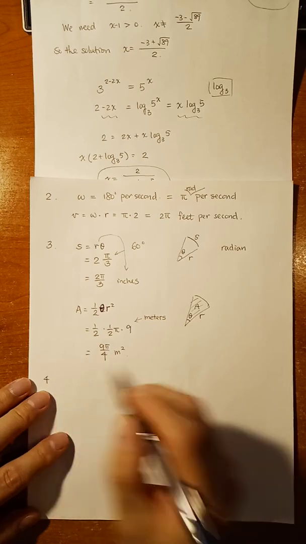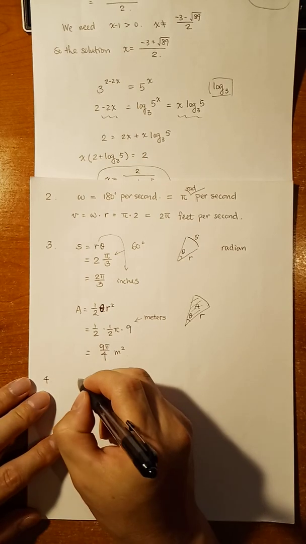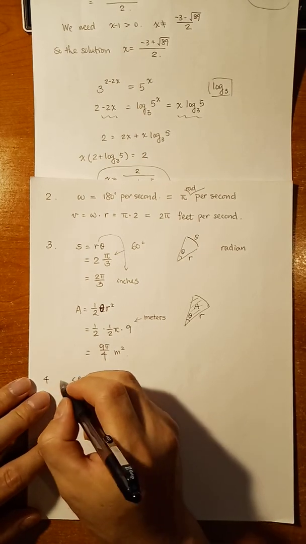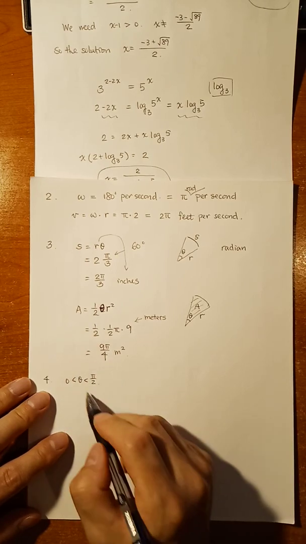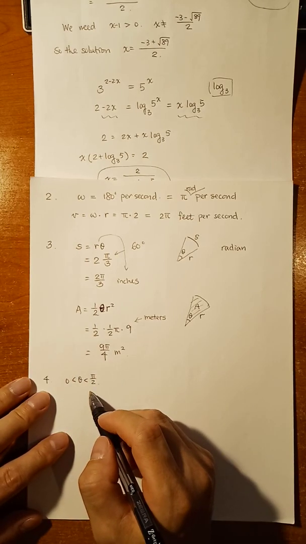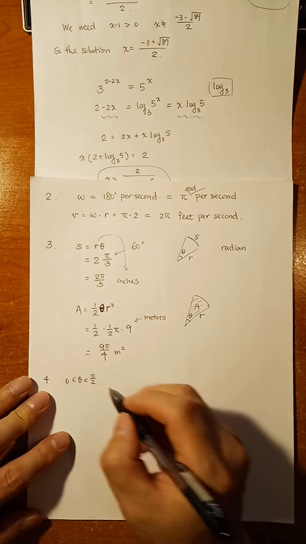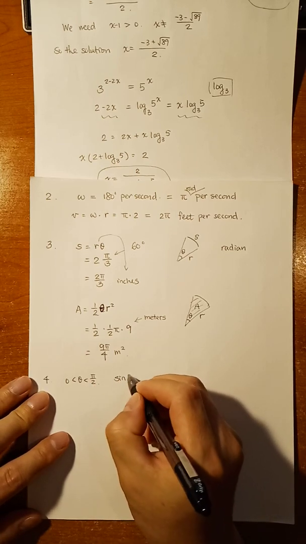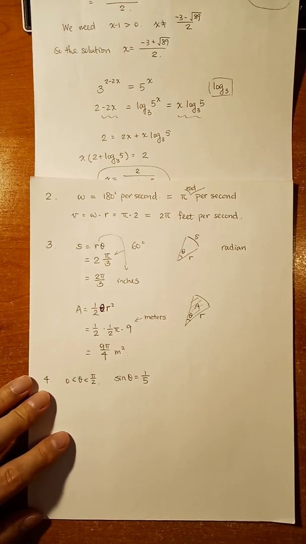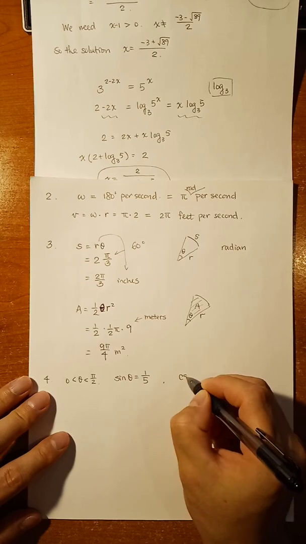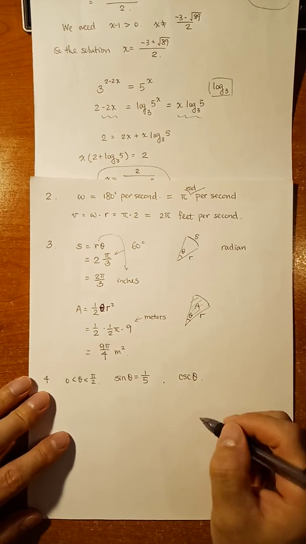Problem 4. We have an acute angle. Acute angle means it's between 0 and pi over 2. For such an angle, all 6 trigonometric functions are positive. And we know sine theta is 1 over 5. We're going to find the cosecant theta.